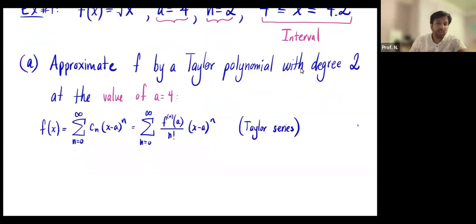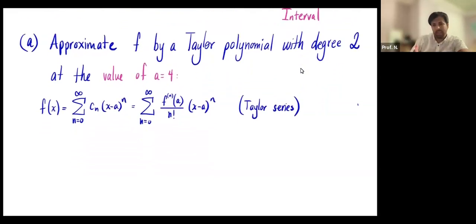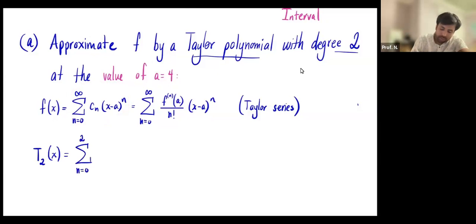Now the Taylor polynomial is just a truncation. It's a portion of the Taylor series. And it tells me specifically what degree I want. So I wanted a Taylor polynomial of degree 2. If I want a Taylor polynomial of degree 2, we call that T sub 2 of x, which just means instead of taking the sum of this to infinity, I just stop where n equals 2. So I'm going to take the summation, go from 0, and just stop at 2.